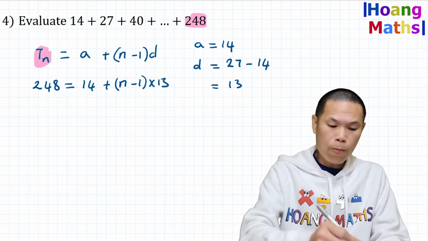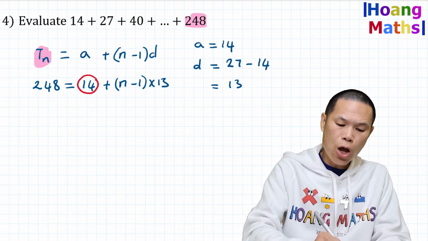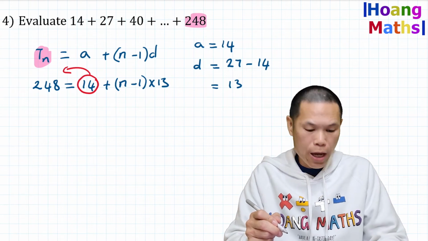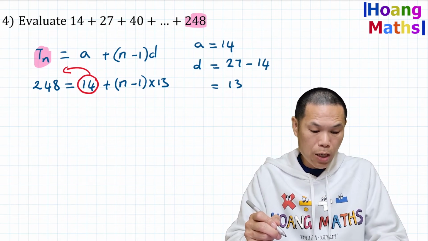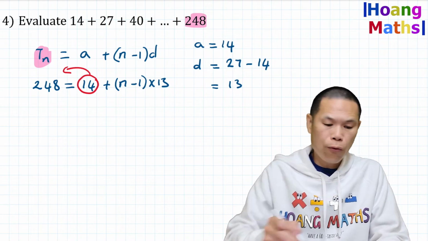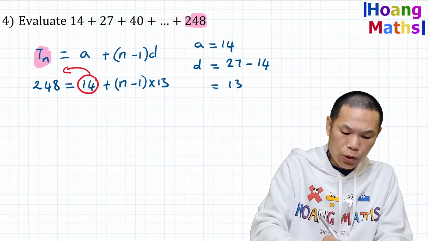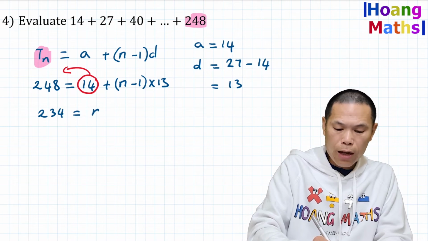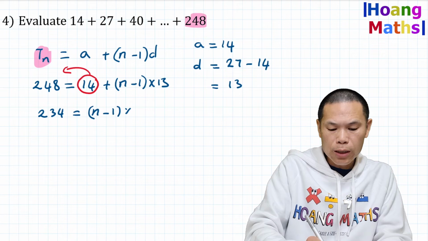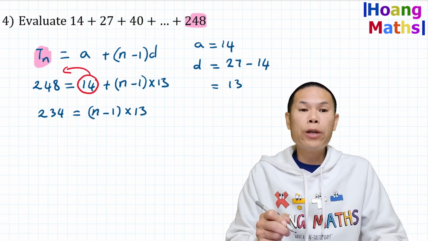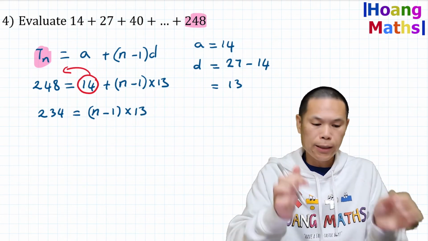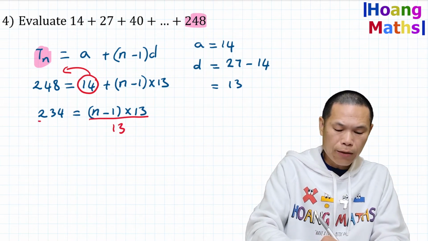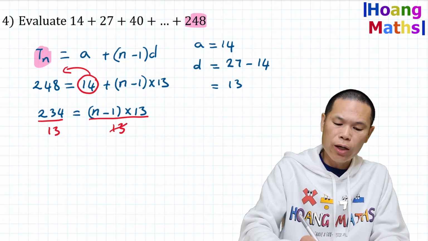Now I move the 14 to this side, so it becomes minus: 248 minus 14 gives me 234. So 234 is equal to n minus 1 times 13. Now I divide both sides by 13 because I want to get rid of this 13.